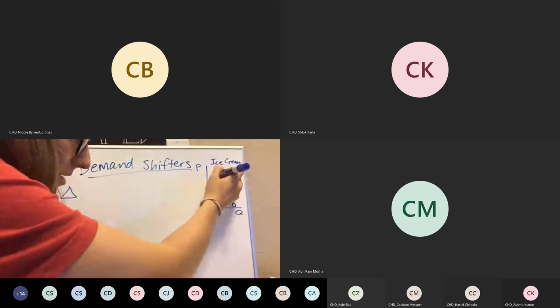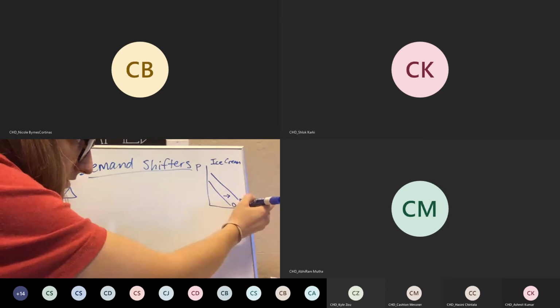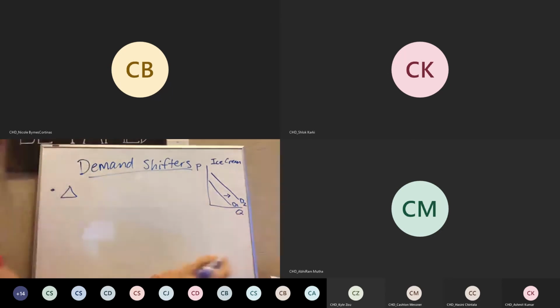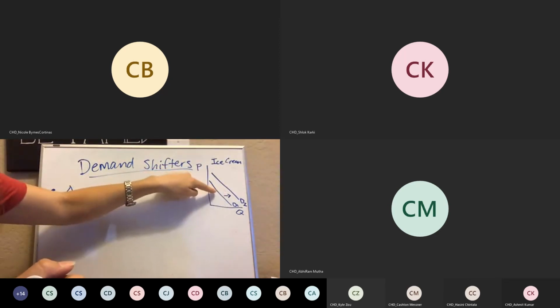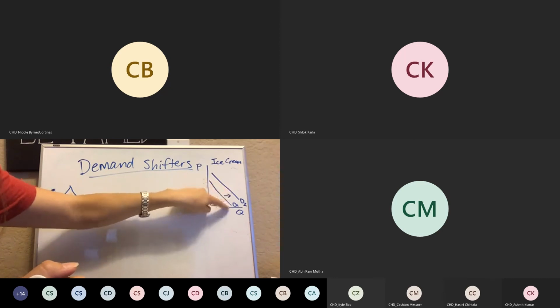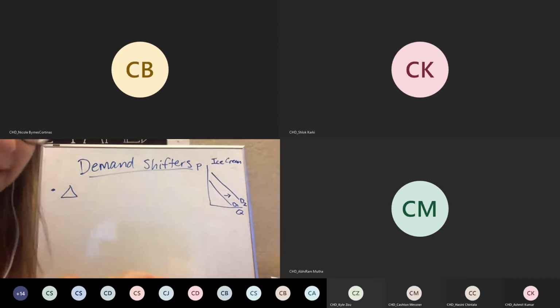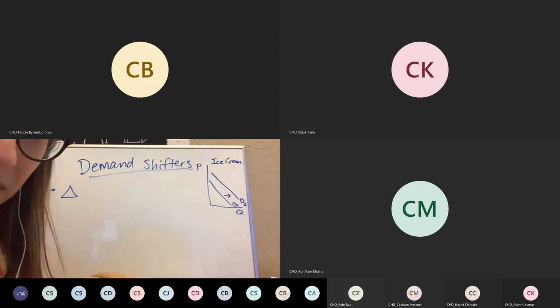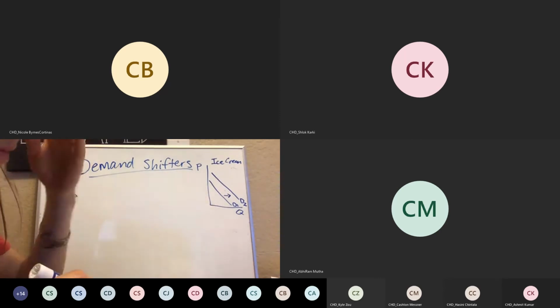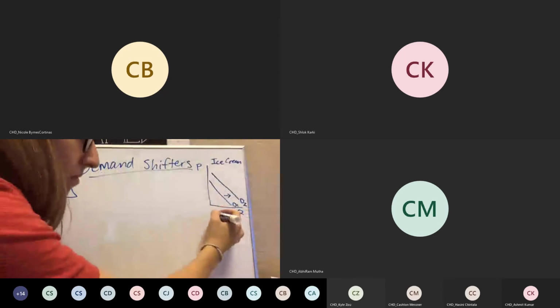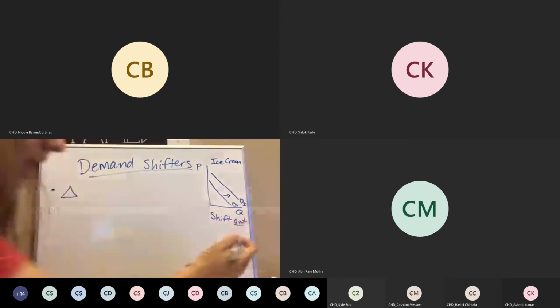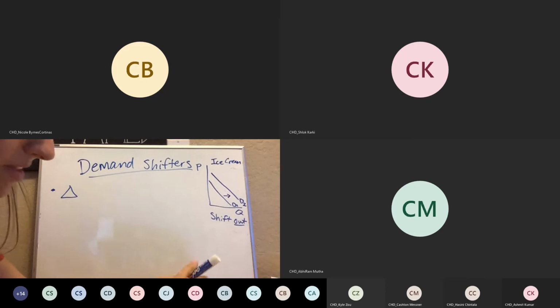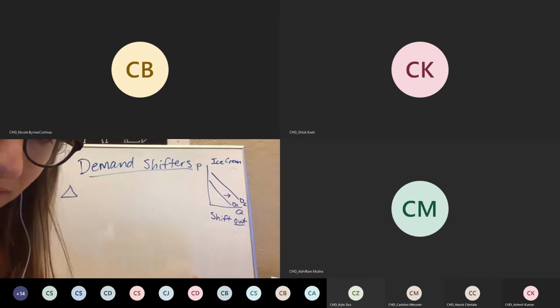then the demand curve shifts out. Okay. So we have D1 and D2. So D1 arrow to D2. So this is saying that even if the price were to stay the same, instead of buying this quantity of ice cream, people would want to buy this quantity of ice cream, right? So people are just more excited about buying ice cream than they were before. So we call this demand shifting out. This is a demand shift out, or to the right. People are more excited about buying ice cream than they were before.